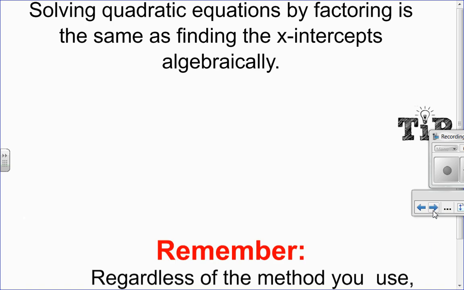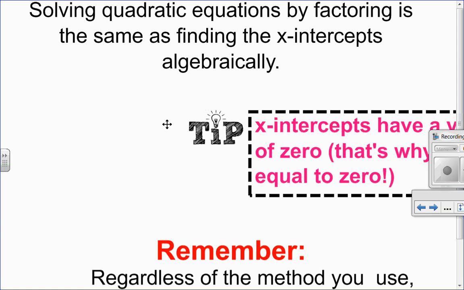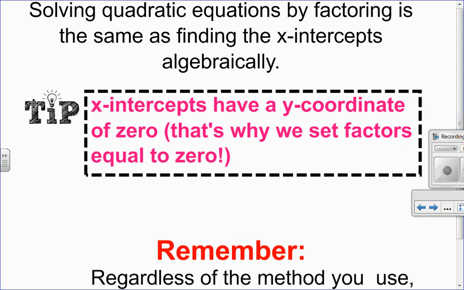So solving quadratic equations by factoring is the same thing as finding x-intercepts algebraically, because remember, solutions, zeros, roots, x-intercepts, they all mean the same thing. So since x-intercepts are where we cross the x-axis, the y-coordinate is 0. So that's why we set the equation equal to 0.